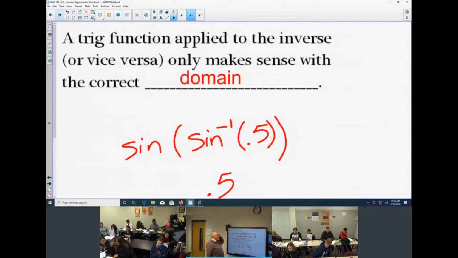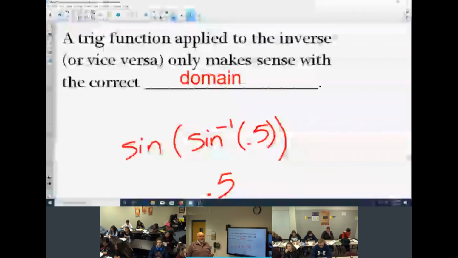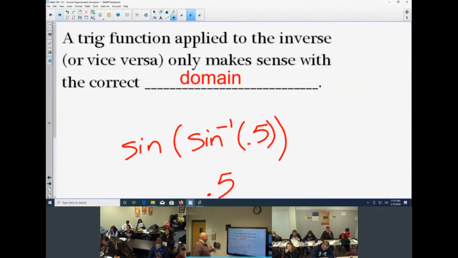Okay, a trig function applied to the inverse, or vice versa, only makes sense with the correct domain. Now, I know you probably don't understand what this is saying, but if you have the correct domain in here, then a trig function and its inverse will cancel. So the sine of the inverse sine will cancel. The inverse sine of the sine will cancel. The only thing you have to worry about is if you don't have the right domain. You have to kind of switch it up a little bit.